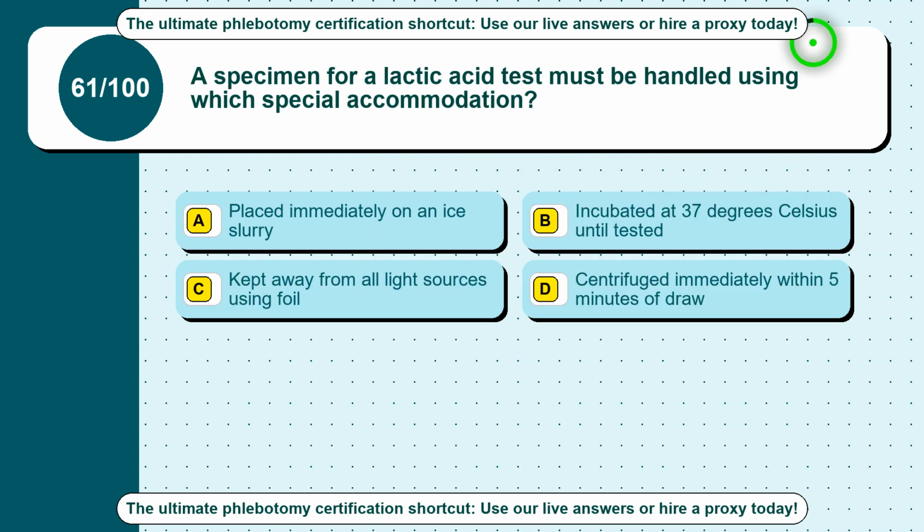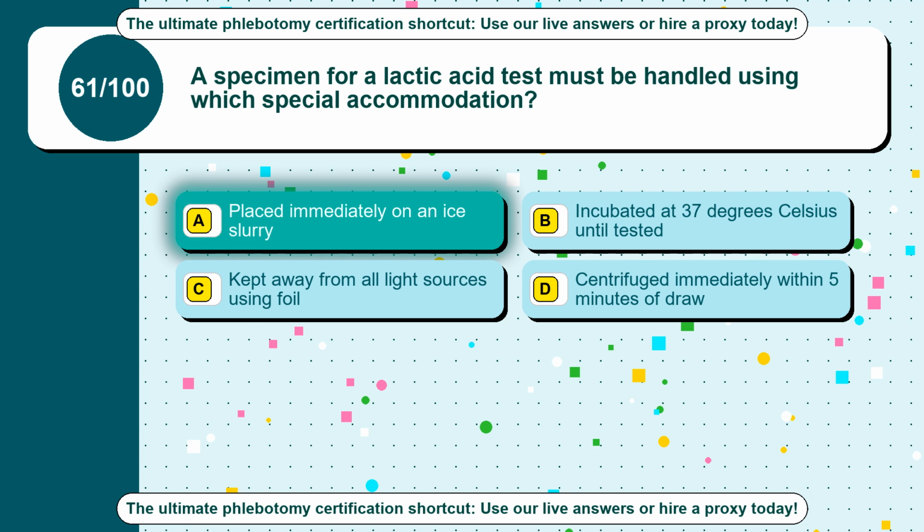Question 61. A specimen for a lactic acid test must be handled using which special accommodation? Option A. Placed immediately on an ice slurry. Option B. Incubated at 37 degrees Celsius until tested. Option C. Kept away from all light sources using foil. Option D. Centrifuged immediately within 5 minutes of draw.